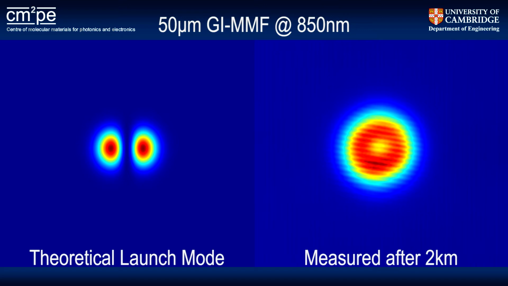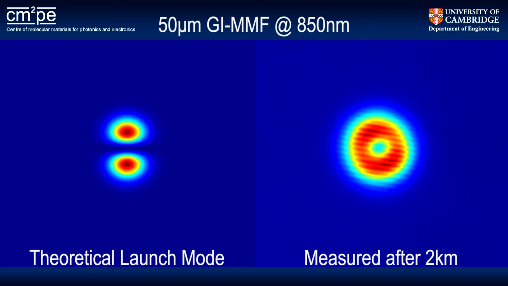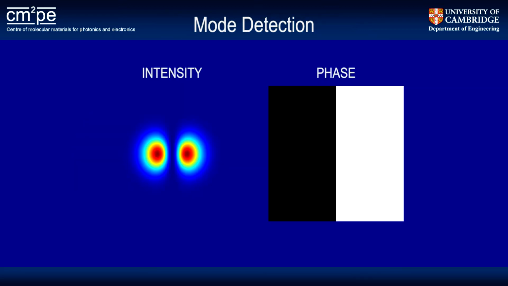And that's all about getting the modes that you want into the fiber. The next bit is trying to get them back out. And to do that, you need some sort of optical pattern recognition system. The simplest of which is to just do a phase-only autocorrelation.